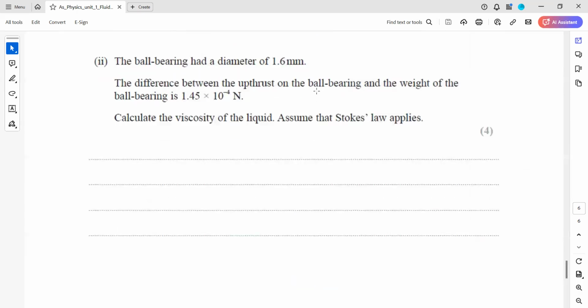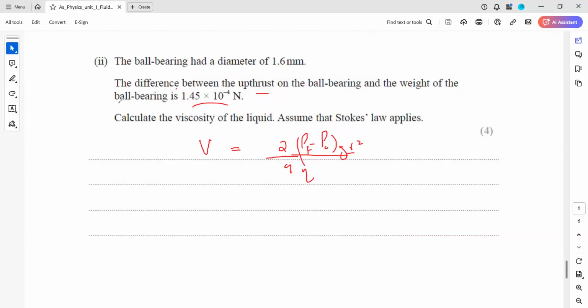The ball bearing had a diameter of 1.6 millimeter. The difference between the upthrust and the weight is given. Calculate the viscosity, and assume that Stokes law is applicable. We already have the graph, so from the graph we can work out the terminal velocity. The formula which relates the terminal velocity and viscosity: the terminal velocity is 2 by 9, eta in the denominator, the difference in the density of fluid and density of object, g r squared. This is a direct formula.